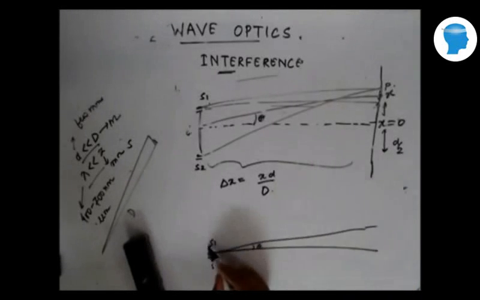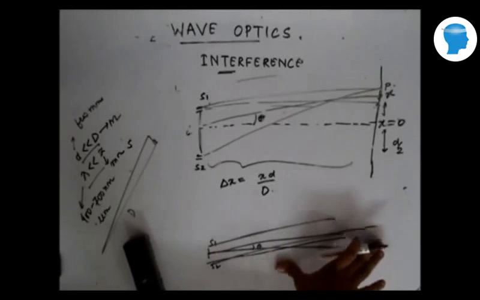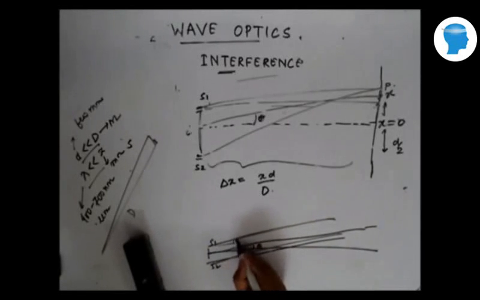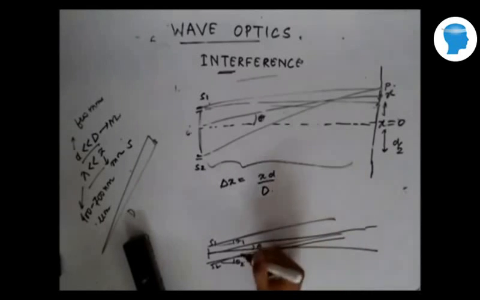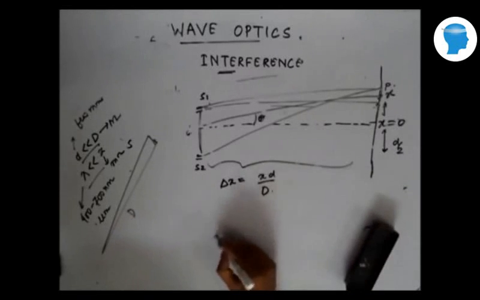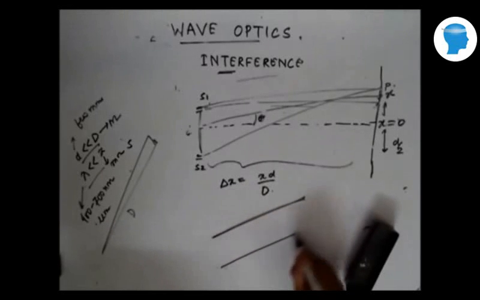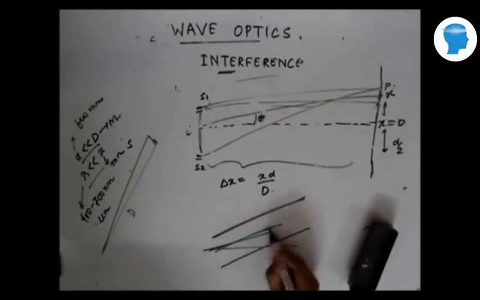Now since this distance is very large, we can assume that this wave and this wave are parallel. This line and this line are parallel because this distance is very large. Obviously theta 1 and theta 2 are not exactly equal to theta, and theta 1 is not equal to theta 2, but since this distance is very large, the difference between theta 1 and theta is very small. So I can approximate this as theta, this also as theta. That means the wave coming from s1 and the wave coming from s2 are approximately parallel.